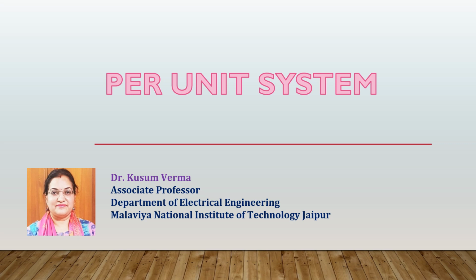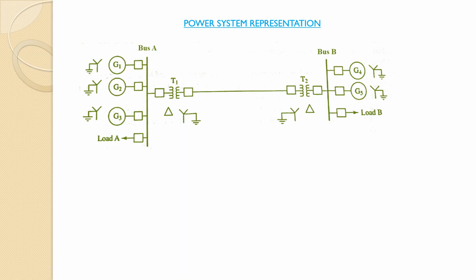In this video, we will see how the power system can be represented in the per unit system that is widely used in the power system industry to express the values of voltages, currents, powers, and impedances of the various power equipments. The basic components of a power system are generators, transformers, transmission lines, and loads.